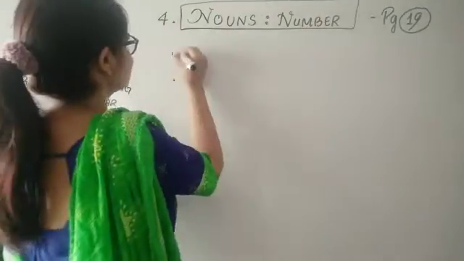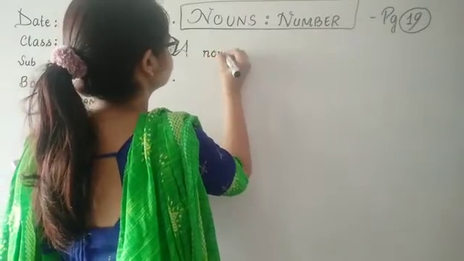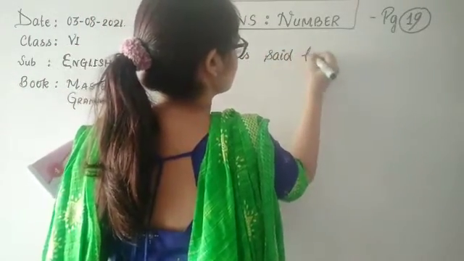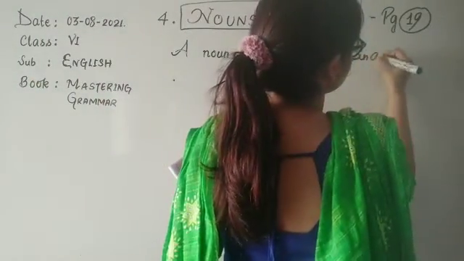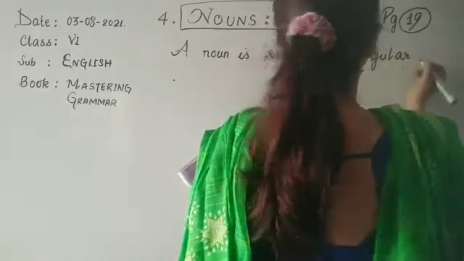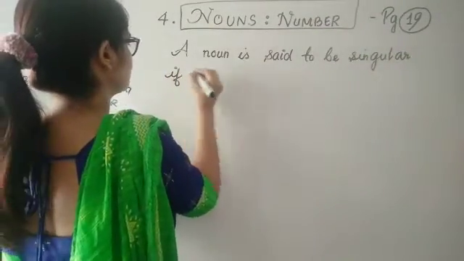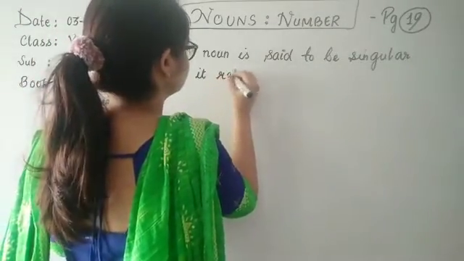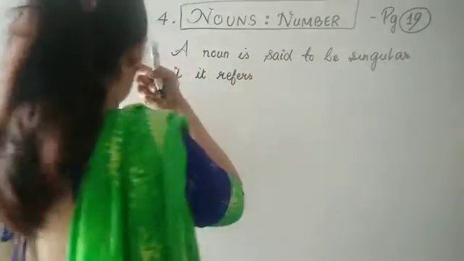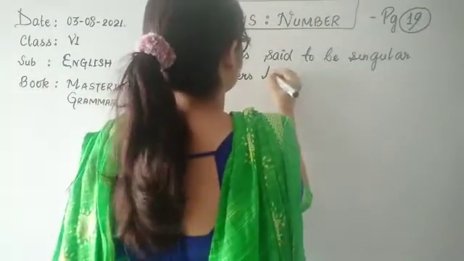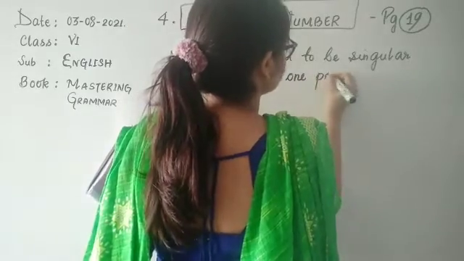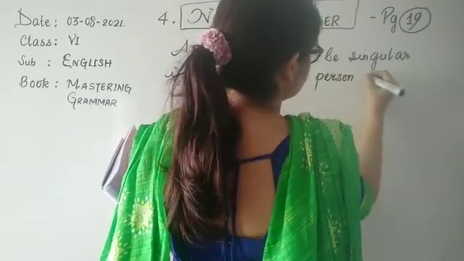A noun is said to be singular if it refers to one thing or person, refers to one person or thing. Yes?